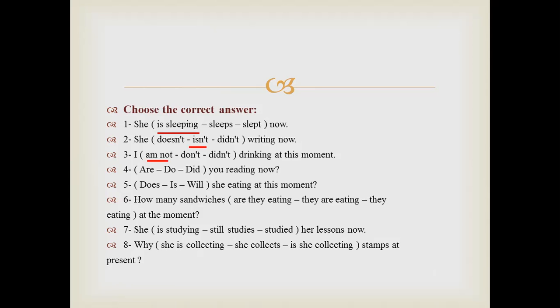What about number four? Yes, you can see now. So I don't need to remind you. Yes, are you reading now? And number five, at this moment again, so present continuous. Is she eating? We have how many sandwiches? Are they eating? They are eating at the moment. Remember, I have to put the helping verb, then the subject, then the verb plus ing. So it will be are they eating? And number seven here, she is studying her lessons now. Why is she collecting stamps now? Easy? Okay.